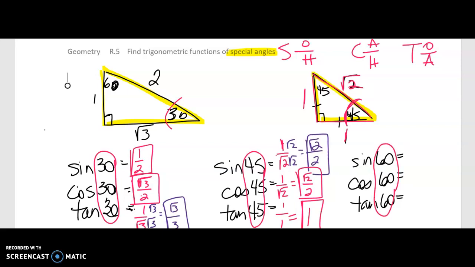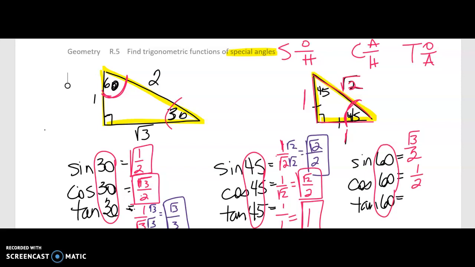Then 60, we're going to go back to this triangle. And whatever was opposite to the 30 is adjacent to the 60, and whatever is adjacent to the 30 is opposite to the 60. And there'll be a nice little neat thing happen in just a second, but let's go ahead and figure it out. So sine 60 is opposite over hypotenuse, so square root of 3 over 2. Adjacent over hypotenuse is cosine, so 1 over 2. And tangent of 60 is opposite over adjacent, and anything over 1 is itself. So there you have it.